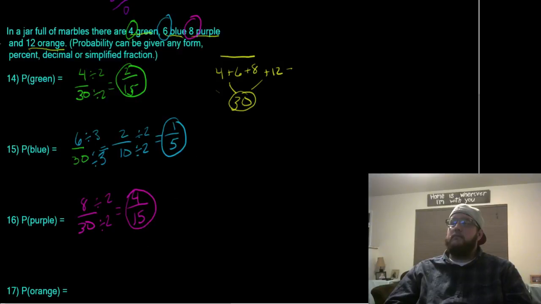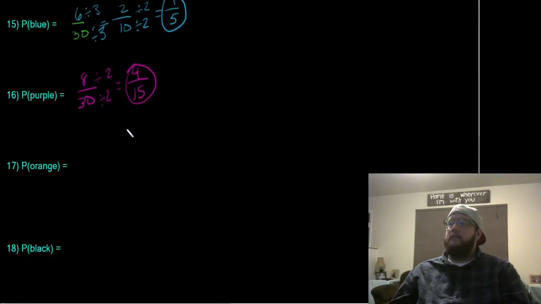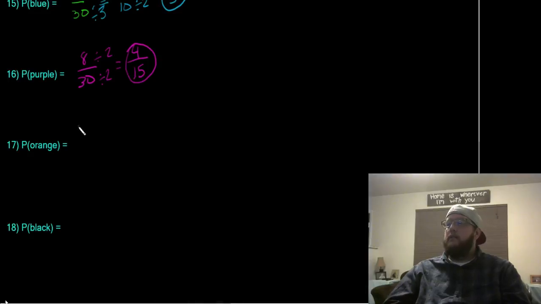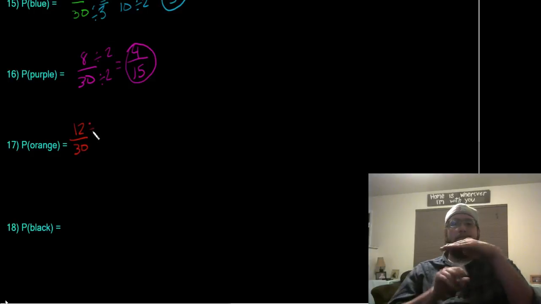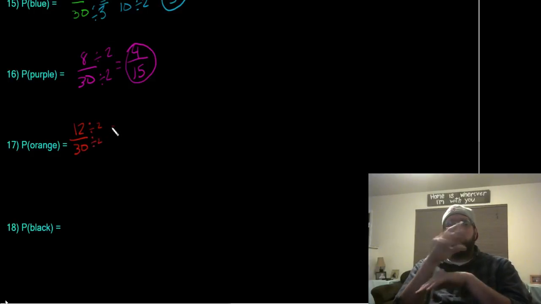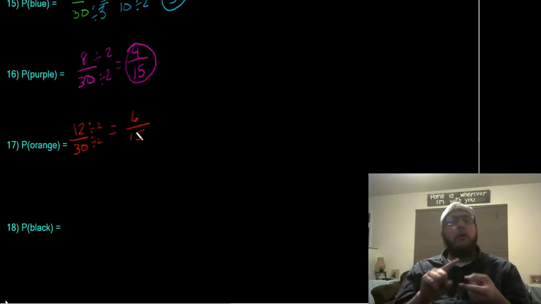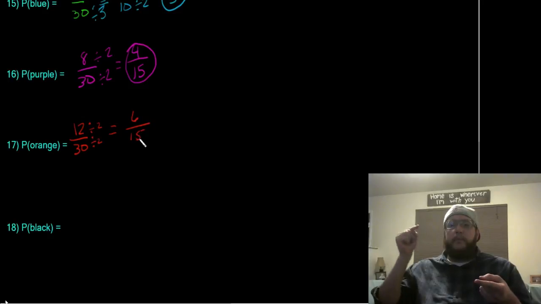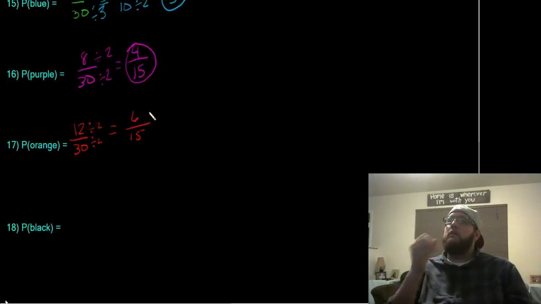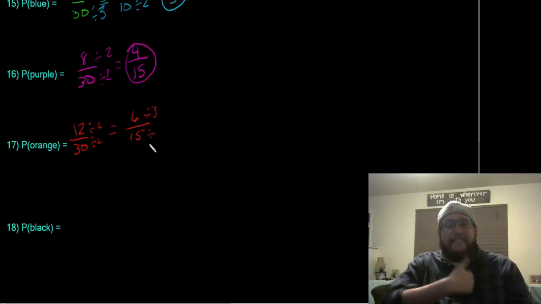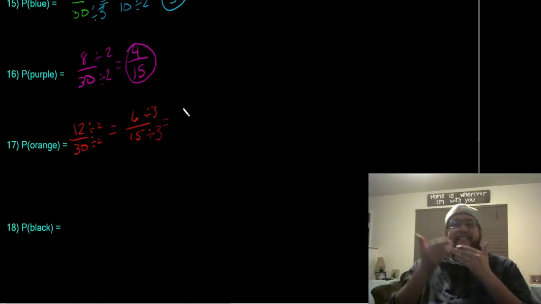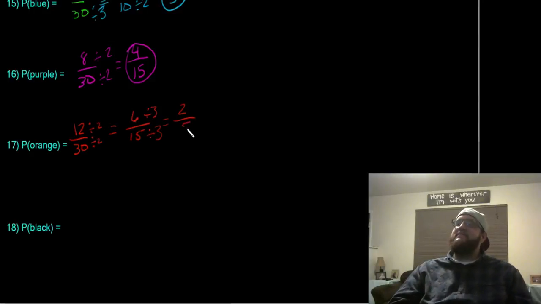And now orange. It says we've got 12 orange. So we'll set up our fraction as 12 over 30. And they're both even, so we can start by dividing by 2. If you see a larger number, that's totally okay. So we'll be at 6 over 15. Nothing goes into 6 and into 15. I totally lied to you. 3 goes into both 6 and 15. Sorry, everyone. 6 divided by 3 is 2. And 15 divided by 3 is 5.